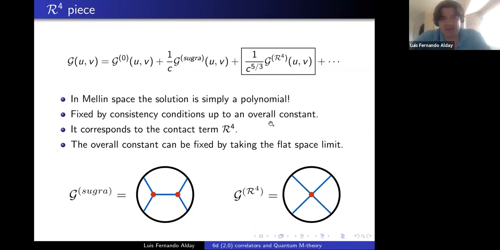For the case 2kk, the case that will be interesting for us, they are actually fixed by consistency conditions up to an overall constant. This corresponds to the contact term, R to the 4, and this overall constant can be fixed by taking the flat space limit and mapping to the known answer. I don't want to spend too much time on this, but we know what the answer is. It's much simpler than Sugra. It's just a polynomial in Mellin space.